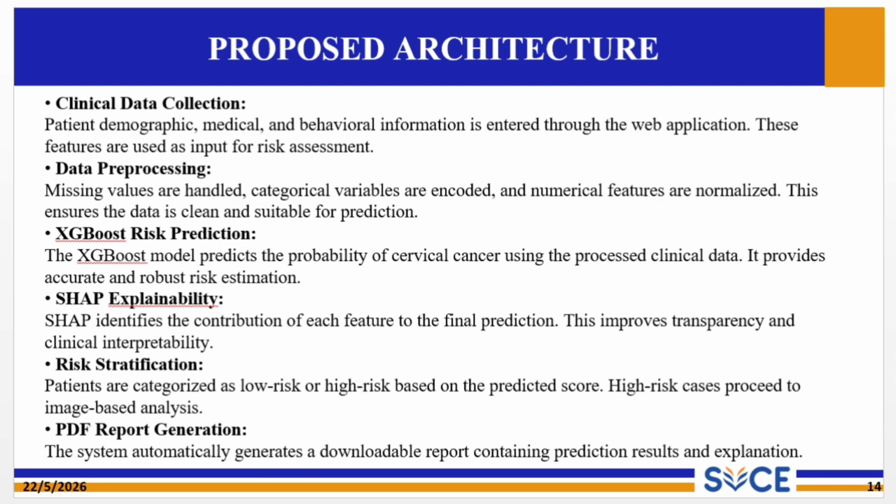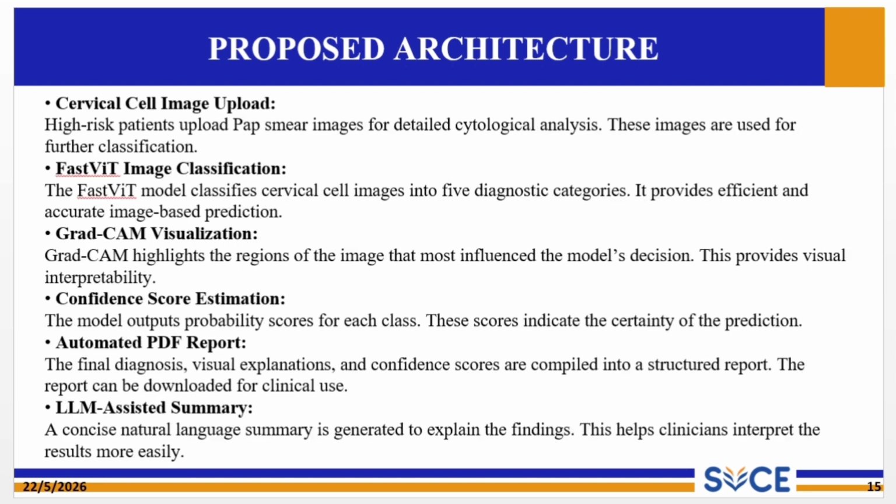To improve transparency, SHAP explainability is applied to show how each feature contributes to the prediction. Based on the prediction probability, patients are categorized into low risk or high risk groups. For low risk patients, the system directly generates an automated PDF report. For high-risk patients, cervical cell images are uploaded for further analysis.